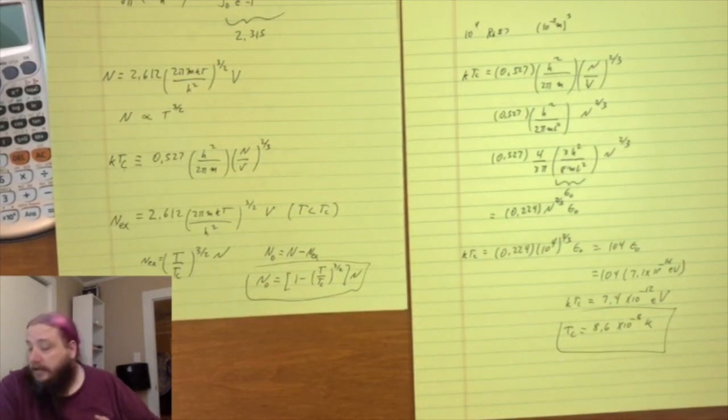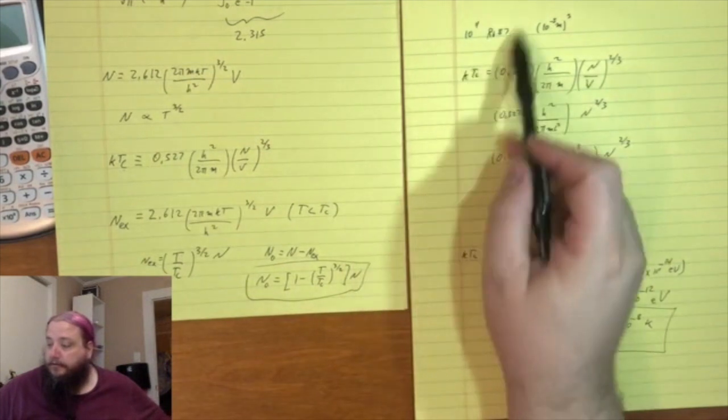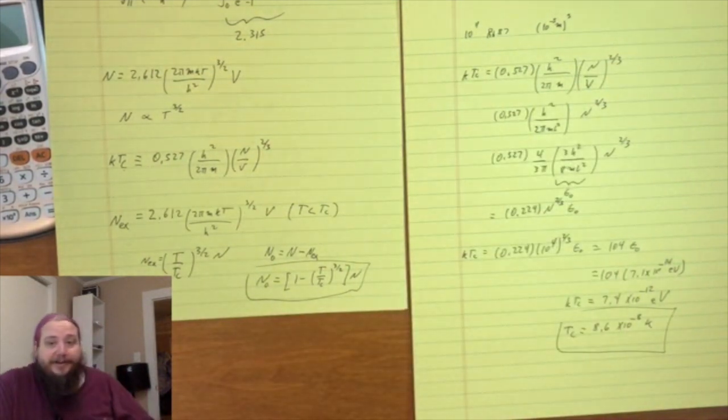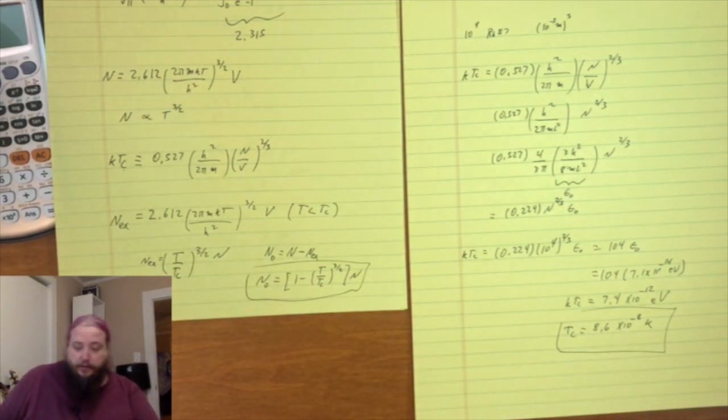Pretty damn cold. Indeed, the experimental result was that significant portions of the rubidium-87 started condensing down at around temperatures of 10 to the minus 7 Kelvin, which is in rough agreement here with the calculation we just made.